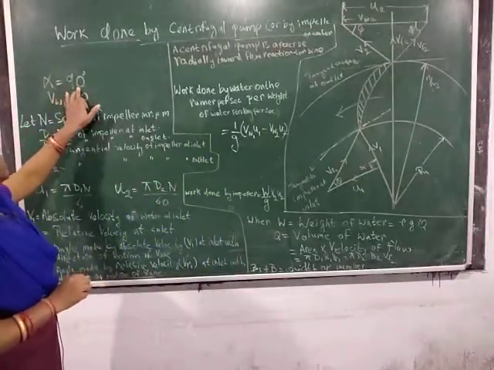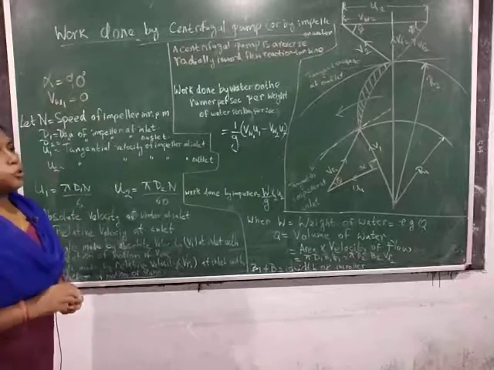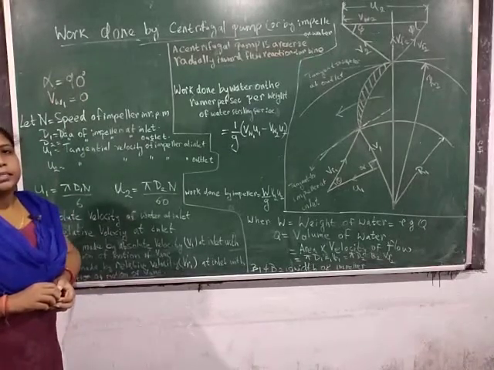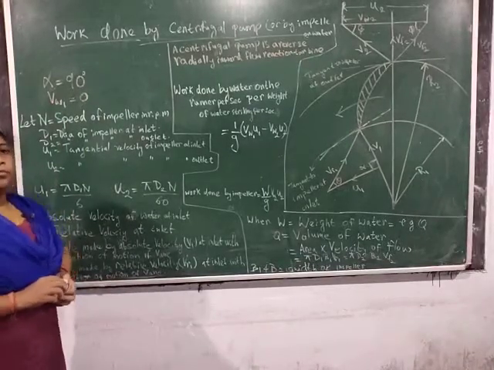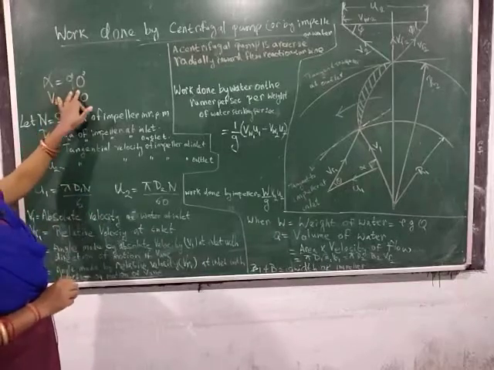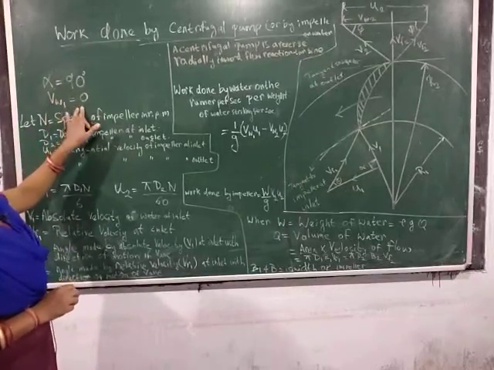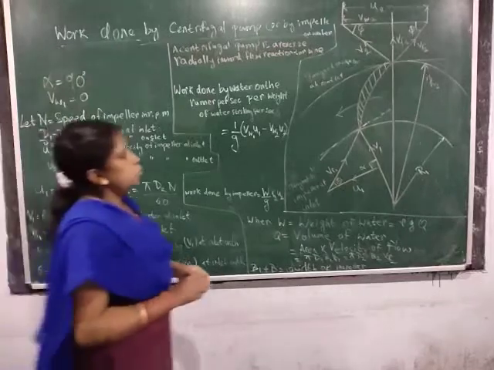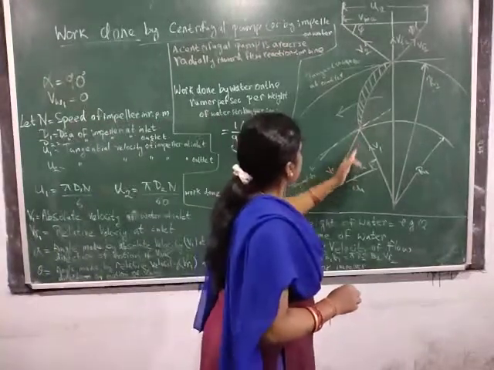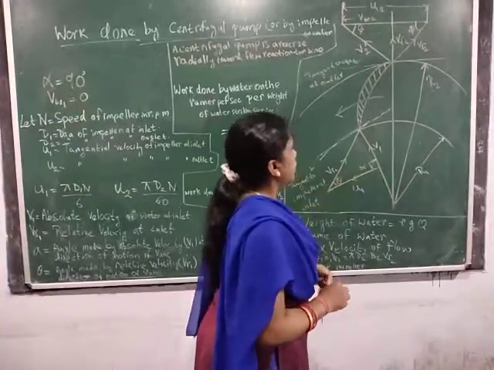Next, here in this case the water enters the impeller radially, hence the angle alpha equals 90 degrees, as the absolute velocity of water is in the radial direction. Therefore here alpha equals 90 degrees and Vw1 equals 0. So this is the velocity triangle at inlet.